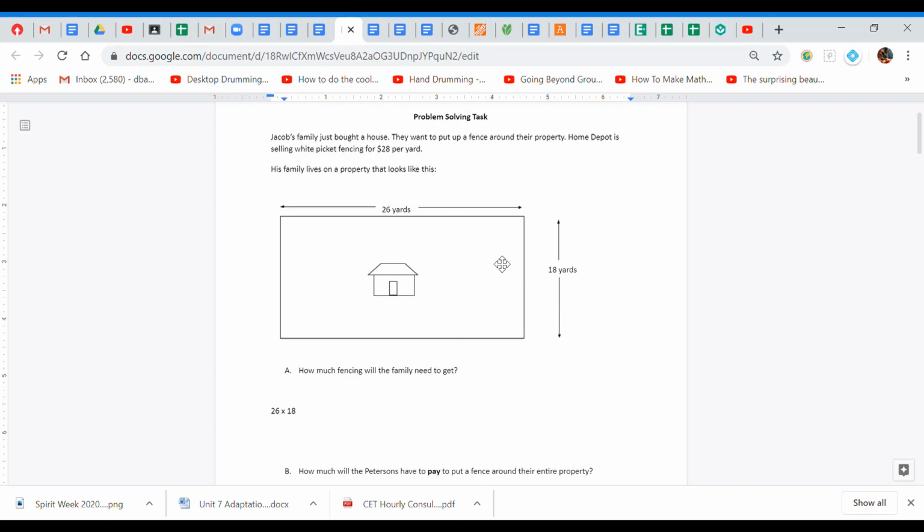If you did 26 times 18, that means you're taking 26 groups of 18. And we're going to think, is 26 groups of 18 what is actually going on here? It's not, because if you imagine yourself walking around the outside where this fence is going to be, you're going to walk 18, you're going to walk 26, you're going to walk another 18, and then another 26.